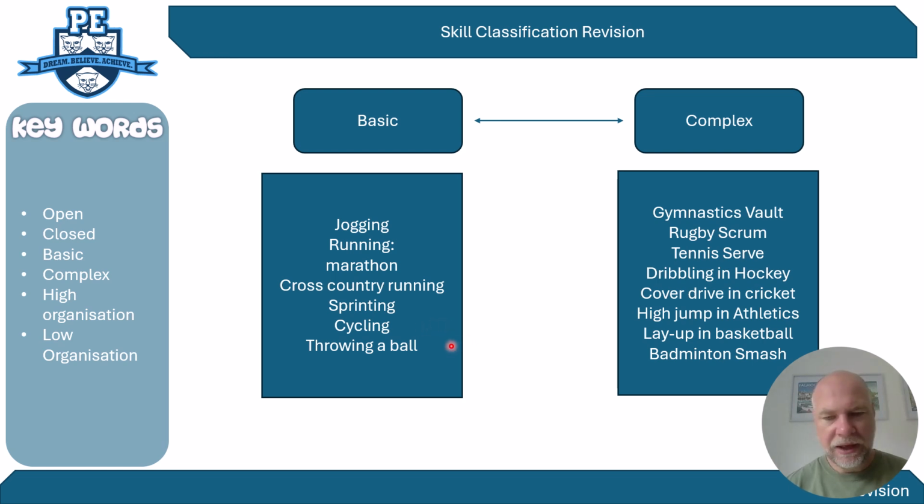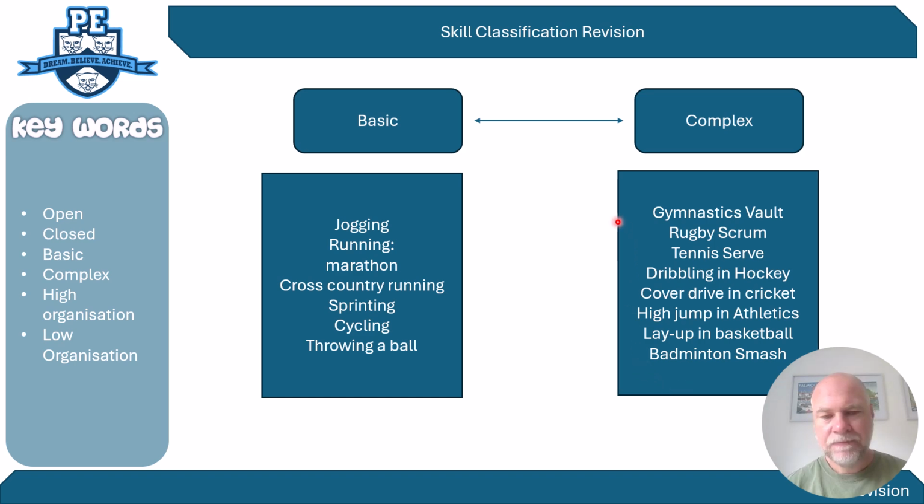Cycling and throwing a ball. They're the typical exam question sort of scenarios and examples they give. And then complex skills, and if you notice, they're all quite specific. They have the name of the sport and then the skill in the sport. So gymnastic vaulting, rugby scrummaging, tennis serves, dribbling and hockey, and so on and so forth.